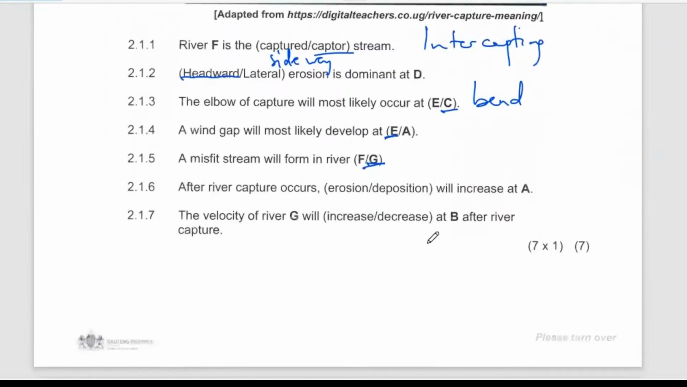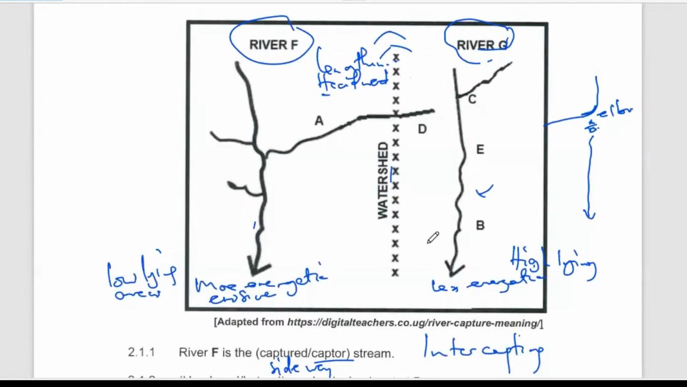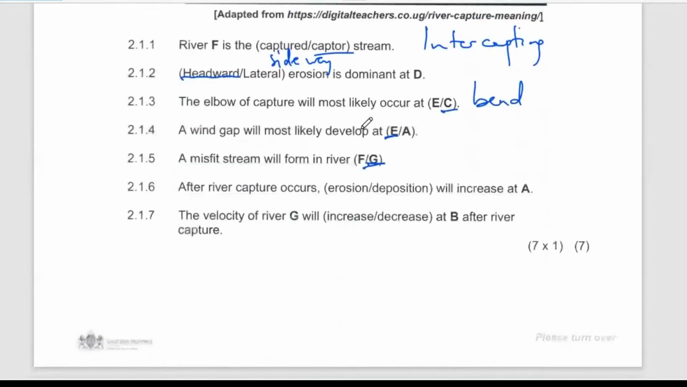Then after river capture occurs, will erosion or deposition increase at A? Let's look at where A is. At A here, this stream is going to capture, and there will be high discharge and high velocity around area A. Because of high discharge and high velocity, erosion is going to increase, and there will be less deposition.